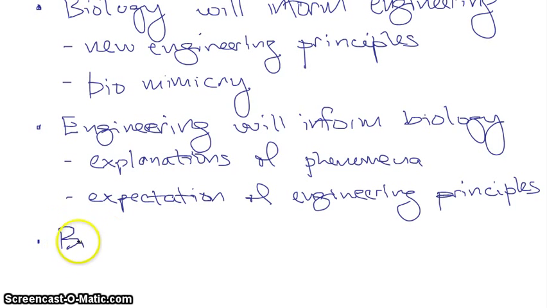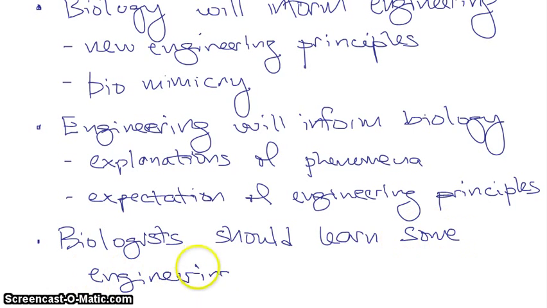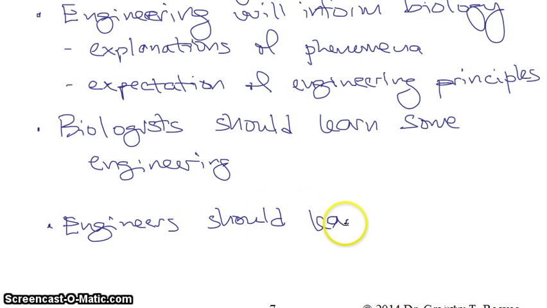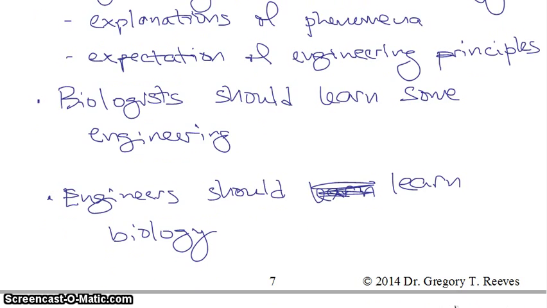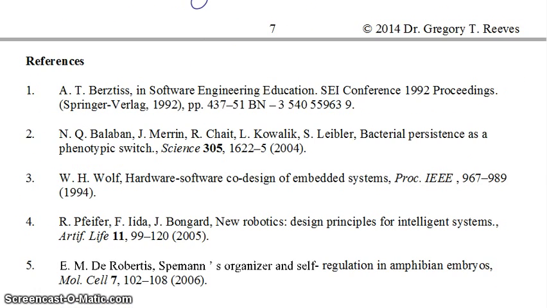Another implication is that biologists should learn some engineering because it's so important. And of course, another implication is that engineers should learn biology. And that's what we're here for. Okay, so the references that I promised at the end, and that would be the end of our lecture.